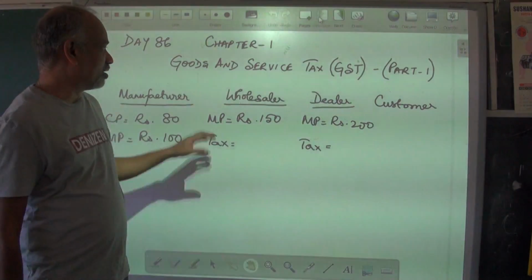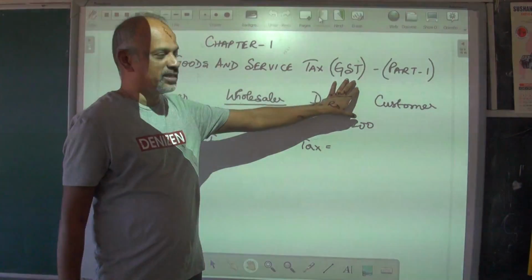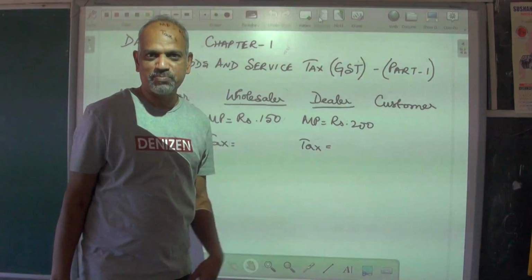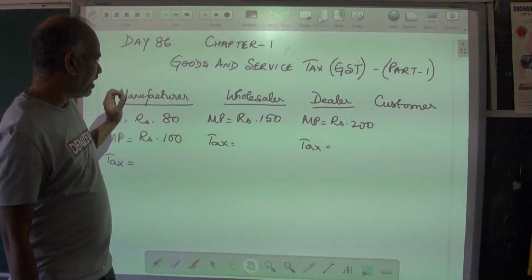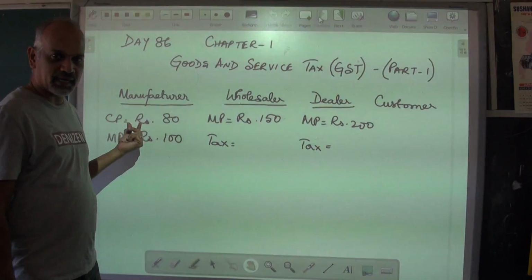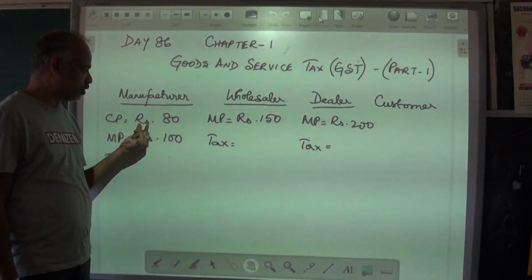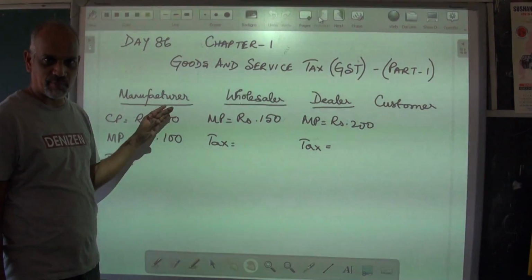This is a chapter on goods and service tax, in short called GST. We are doing the first part of this chapter. This is an example. Say a manufacturer makes an article. He makes an article for rupees 80, which means he spent rupees 80 on making it.